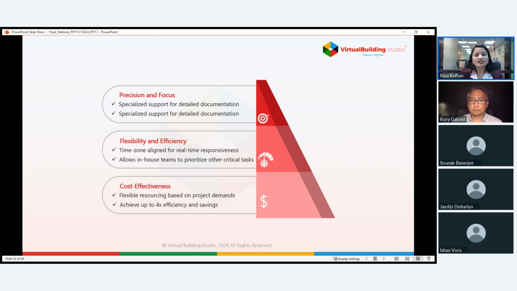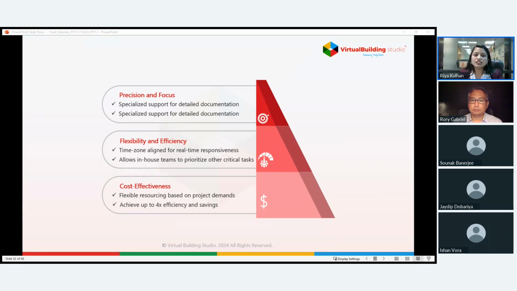Secondly, this approach enables increased efficiency and flexibility. With access to the team that's fully aligned with your time zone, your communication becomes smoother, your collaboration is effortless, and the deadlines are met without the typical hiccups. So many firms see up to fourfold increase in efficiency as dedicated architects can take on specific tasks, which allows the in-house team to focus on the critical areas.